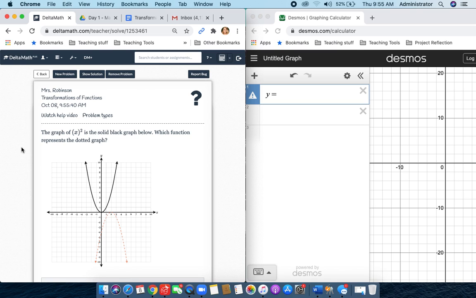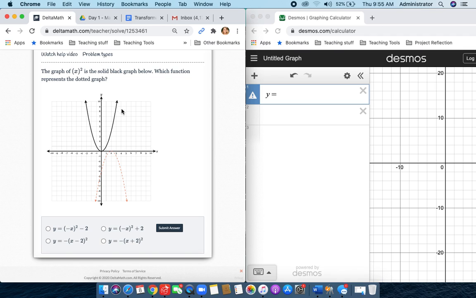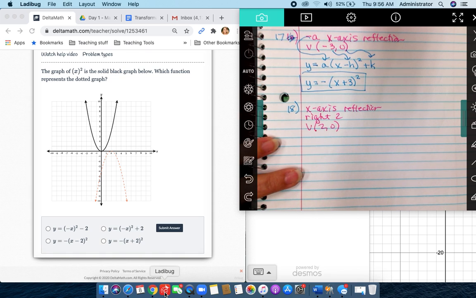Let's see. What do I see when I look at the graph? I see that I have an x-axis reflection or vertical reflection. So I'm going to write that down. And I see that it went right 2. So that means my vertex is (2, 0). So this is what I wrote down: x-axis reflection. It went right 2, and my vertex here is (2, 0). So again, x-axis reflection, I'm looking for the negative on the outside, so that's one of these two. And if I want right 2, I need to look for a negative 2. So that's going to be this one here.